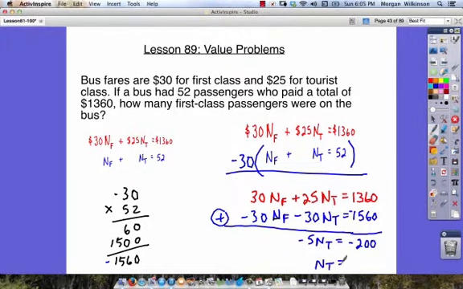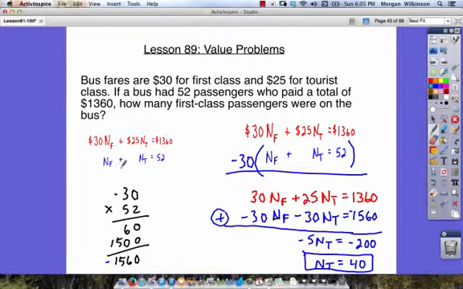N sub t, the number of tourist class passengers, is going to be a positive number. We better have a positive number of tourist class passengers. We can't have a negative number. 200 divided by 5, that must be equal to 40. So n sub t equals 40. That's good, because n sub f plus n sub t equals 52. So if n sub t equals 40, what must n sub f equal?